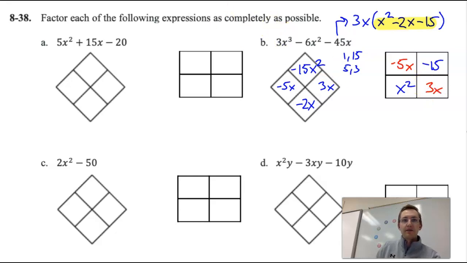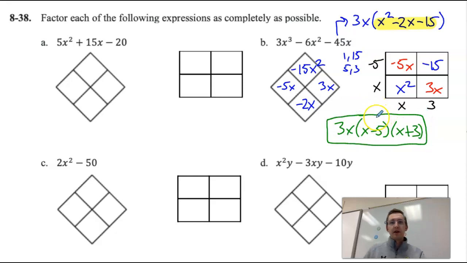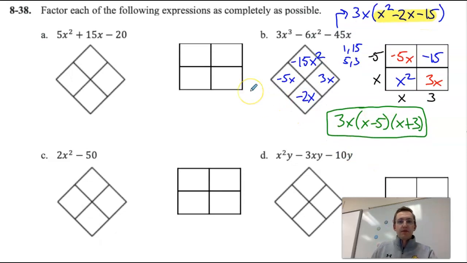There's only one possible solution for x times x, so we have to put an x here, put an x here. X times negative 5 makes this negative 5x, so this is negative 5. And this has to be 3, which will give us our final solution when we plug everything back in, of 3x times x minus 5 times x plus 3. And there is our completely factored version of part B. Wonderful. So let's move on to part D.